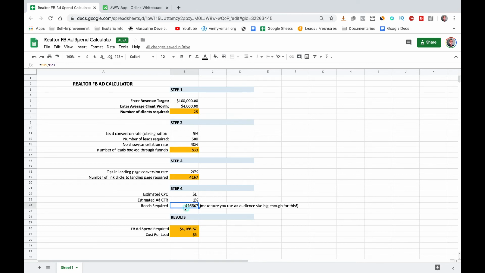So this calculation is basically 416,667 people. We need to reach this amount of people in order for us to get that amount of clicks, in order for us to get that amount of leads. And if you have a 5% closing ratio, that's how many clients you will get in that one specific year. And then this is where the results will come in.